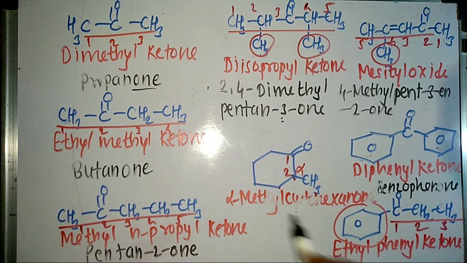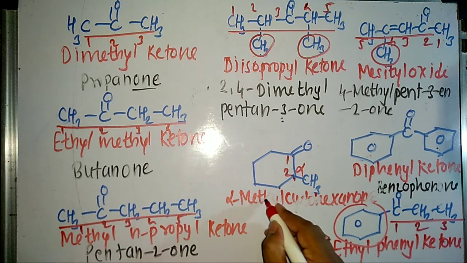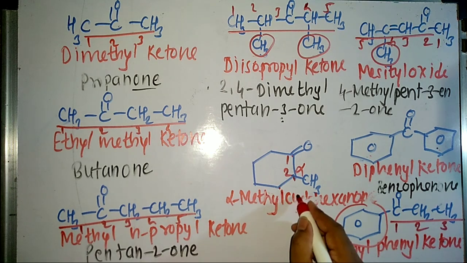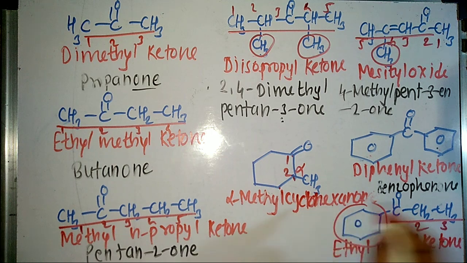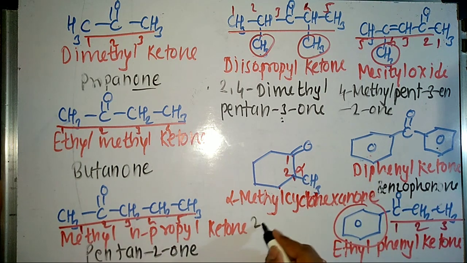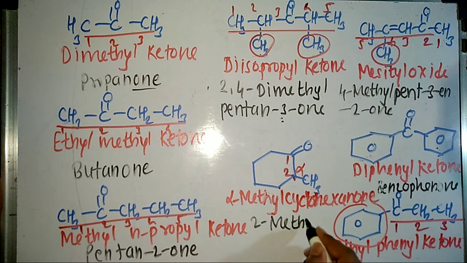Now this compound, I told you, has a similar name. Now look at this compound. This compound has the IUPAC name 2-methyl. At the 2 position I have a methyl. So 2-methyl, the compound is a cyclohexanone. 2-methylcyclohexanone is the correct IUPAC name of this compound.